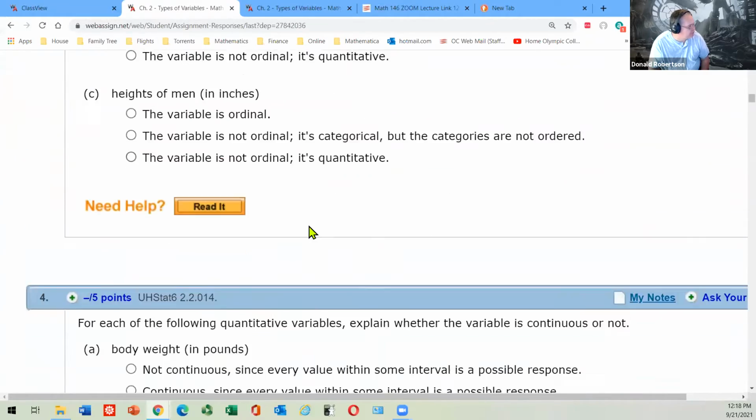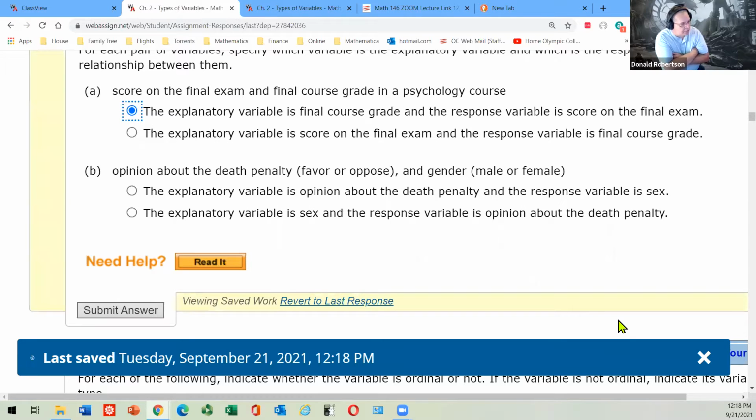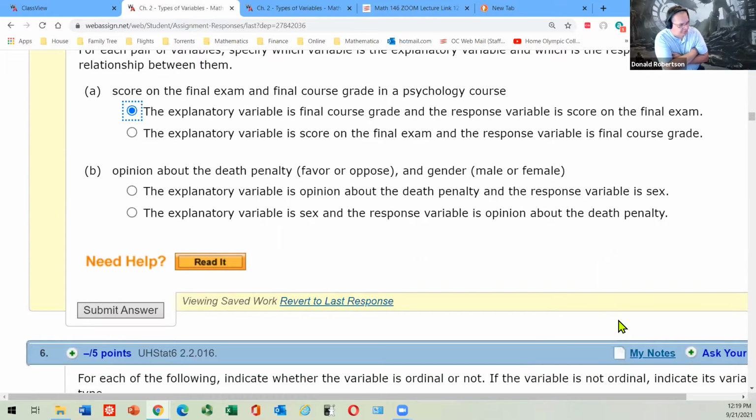Right, so it was question 5, wasn't it? Right, so score in the final exam, the final score in psychology, and I said it's that one. Now, the second question, the opinion about the death penalty, favour or oppose it, and the gender, male or female. Now, that one I'm going to switch places. You're a male or a female, and then they want to find out, are you in favour or against the death penalty? So in that case, the explanatory variable is going to be the sex, and your opinion on the death penalty is going to be the response.